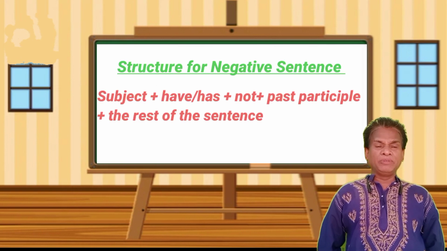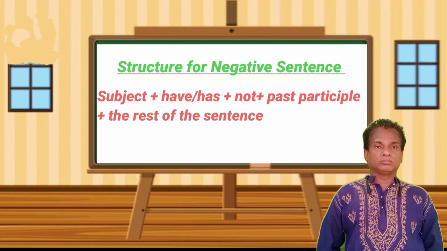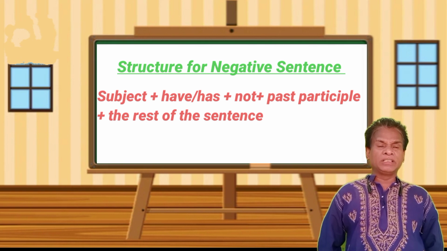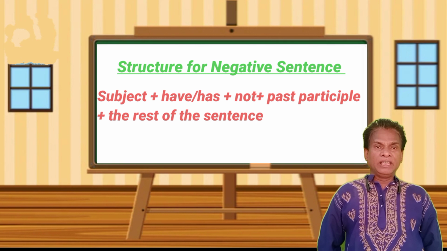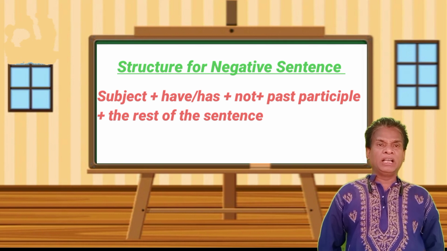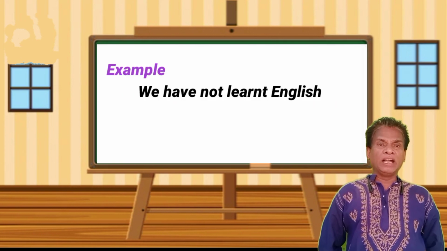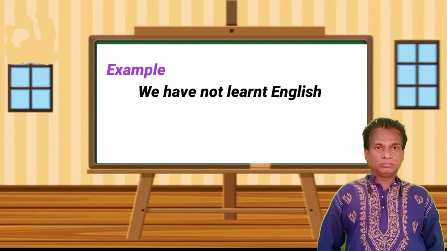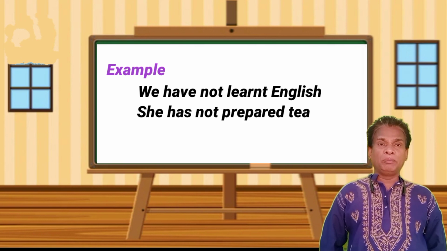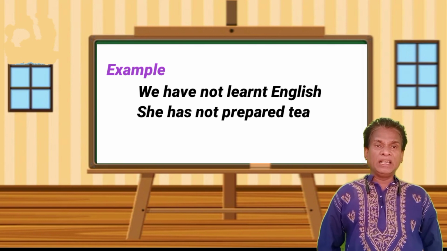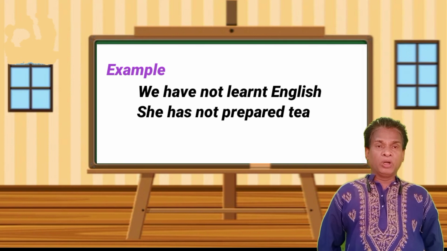Structure for negative sentence: I, we, you, they plural number plus have plus not plus V3 plus object. He, she, it singular number plus has plus not plus V3 plus object. We have not learnt English. She has not prepared tea. These are examples for the negative sentences.